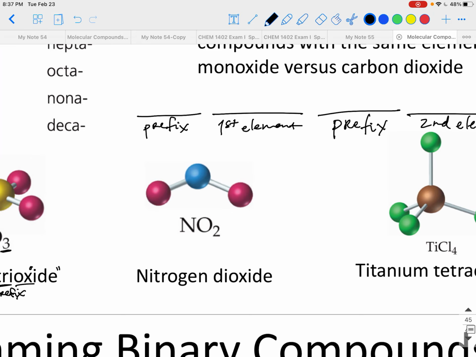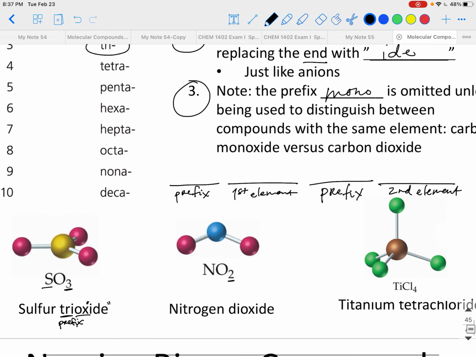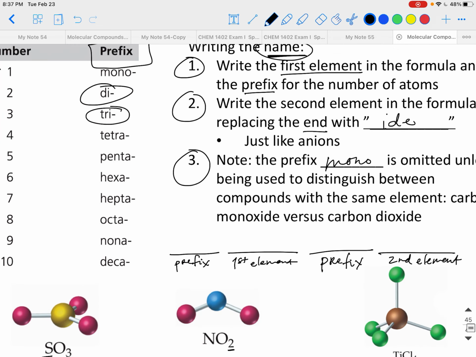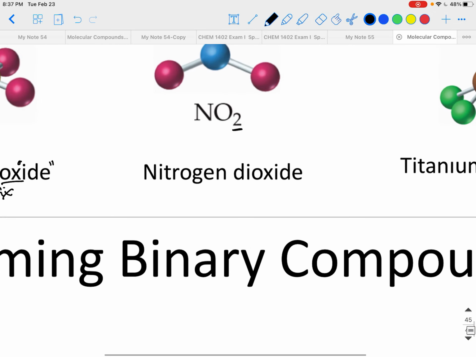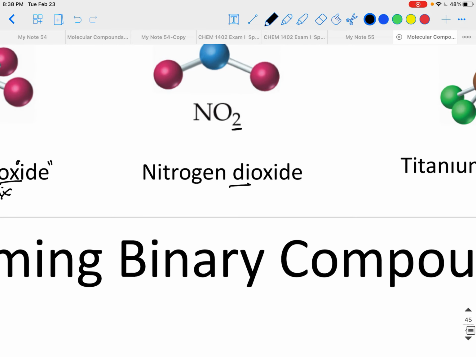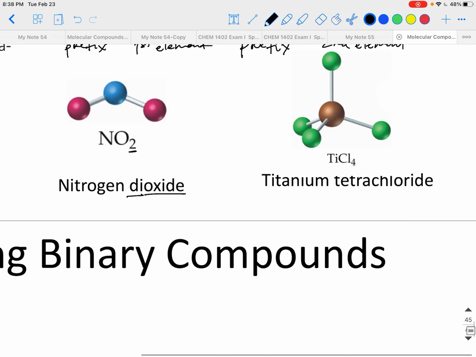Okay, the next one, we have 1 nitrogen, so we're going to omit mono, just write nitrogen, and then we have 2 oxygens. The prefix for 2 is di. So we're going to say nitrogen and then di, and name the second element, oxygen, but change the name ending again to IDE, and again you have dioxide, so nitrogen dioxide.